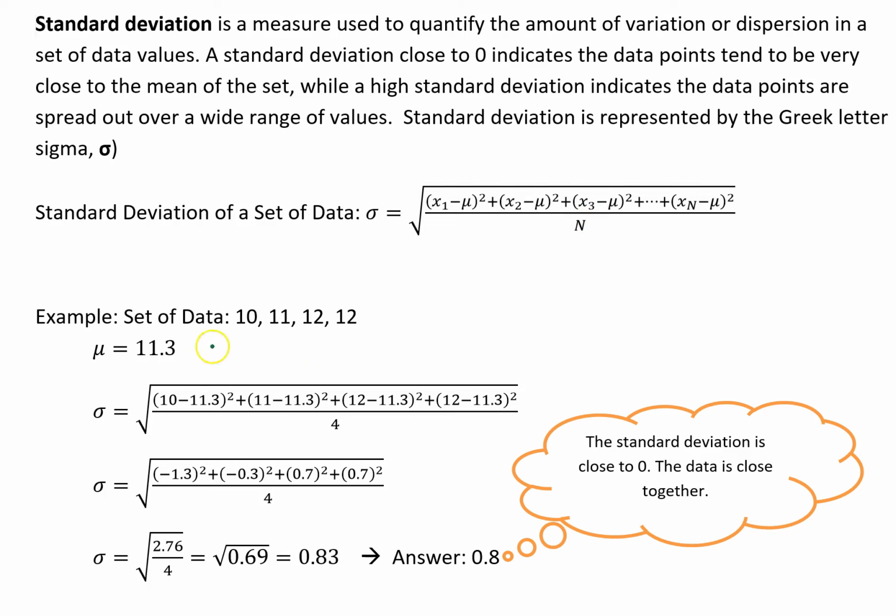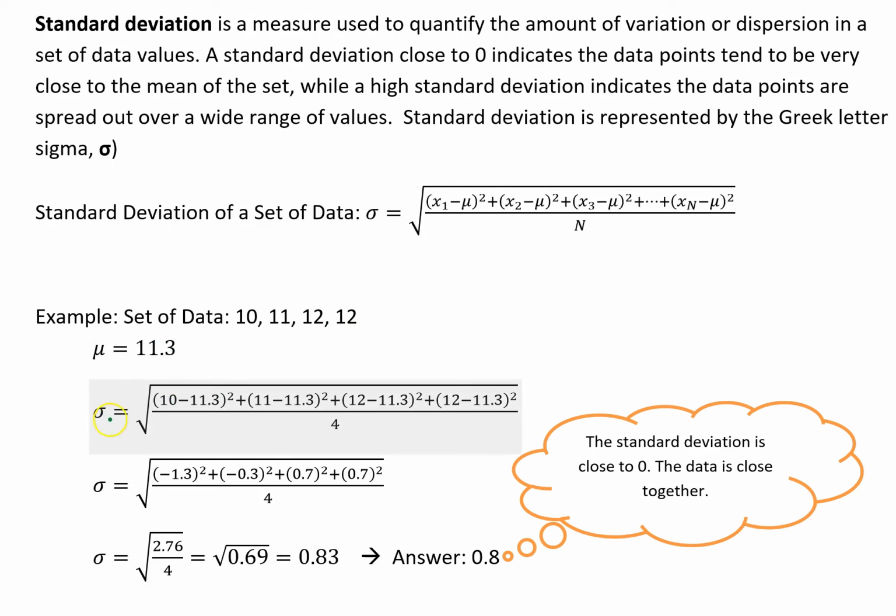I have an example that I have worked out ahead of time. It's a small set of data. The data values are 10, 11, 12, and 12. So we can guess that the mean is somewhere between 11 and 12. And when I calculated that mean, I got 11.3. I rounded it to 1 decimal place as the data is all recorded to whole numbers. So with my mean, I go 1 additional decimal place in my reporting.